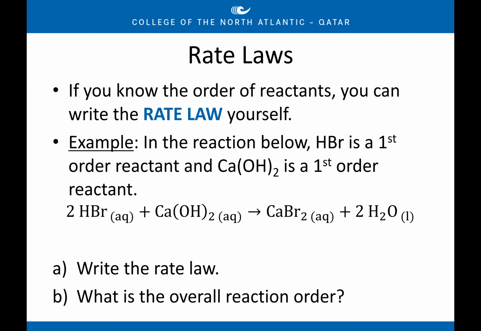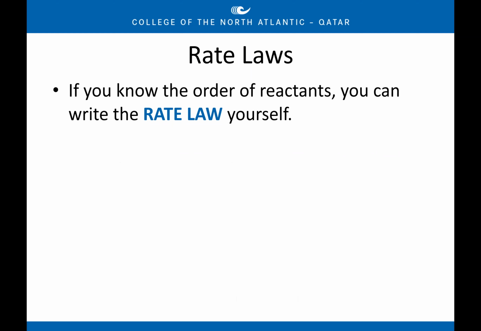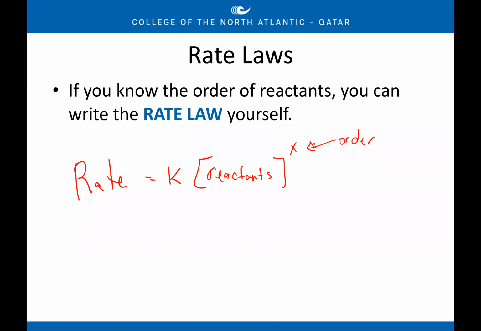So the way rate law works, the rate is always equal to a constant K times the concentration of the reactants raised to what's called an order. And the order is given to you. Square brackets, by the way, means concentration, which is, of course, as you know, from chemistry 1120, moles per liter.